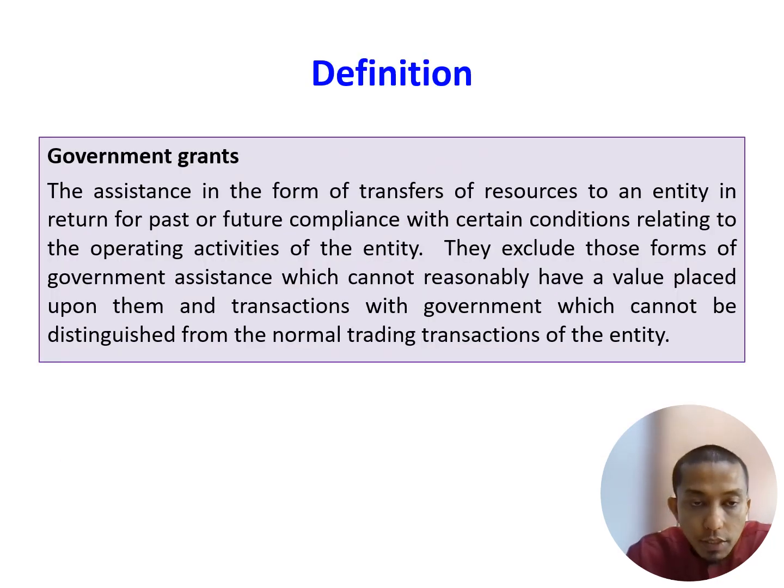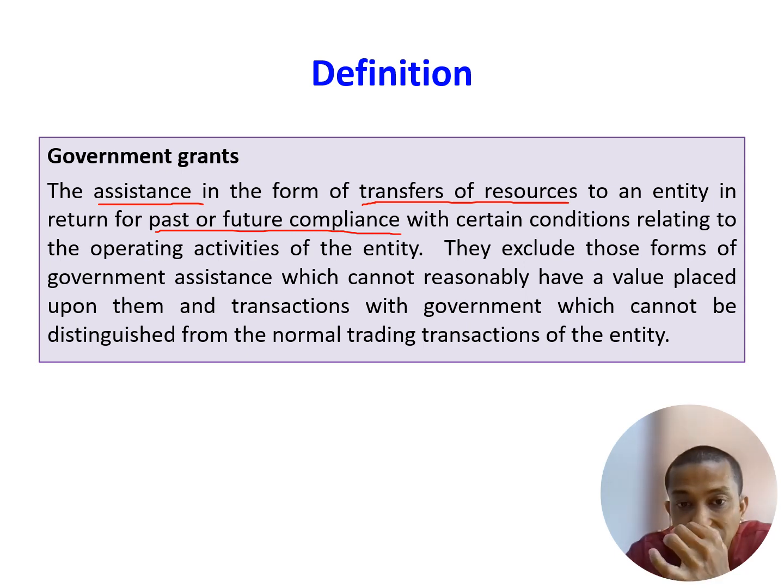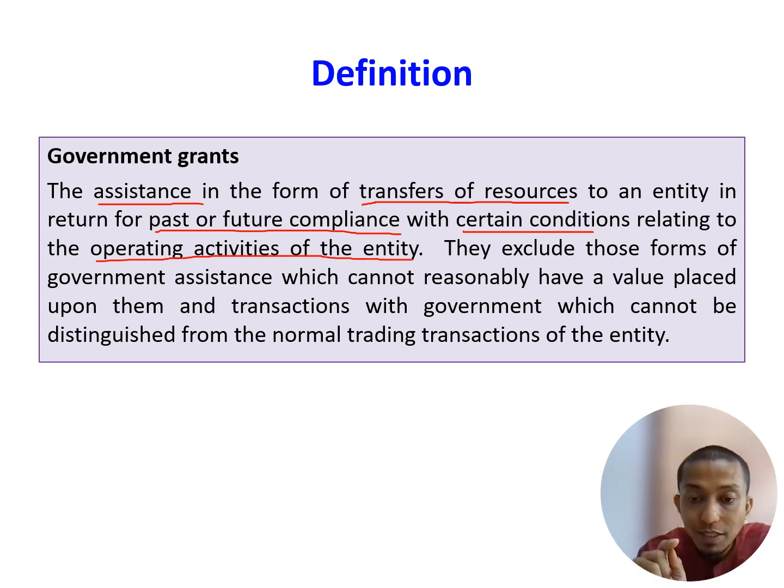Okay, so we see the definition of government grant: the assistance, or bantuan, in the form of transfer of resource to an entity in return for past or future compliance with certain conditions relating to the operating activities of the entity. Based on this definition, you know that government gives us something in order for us to complete a certain thing.